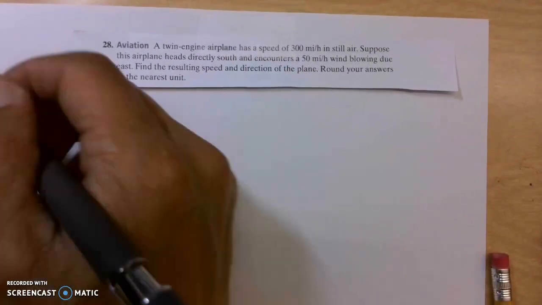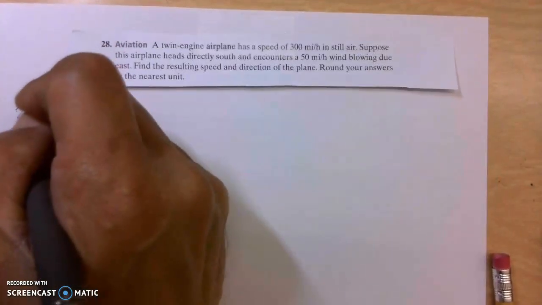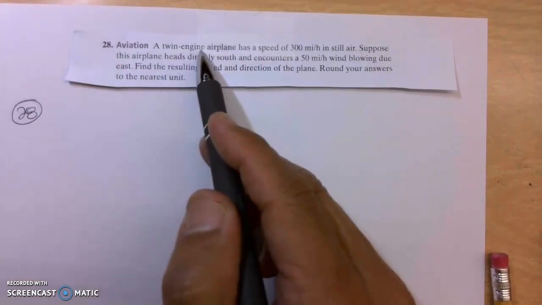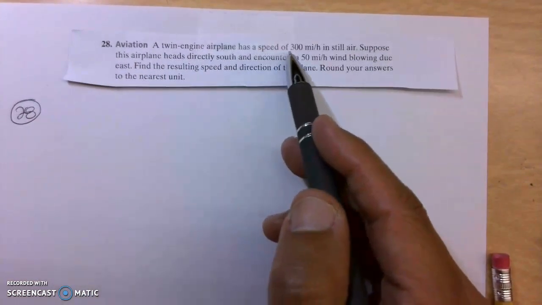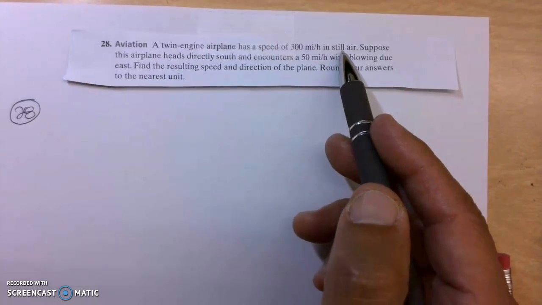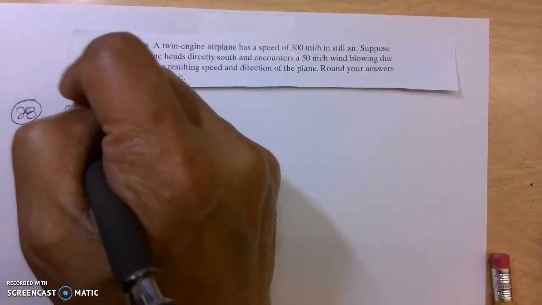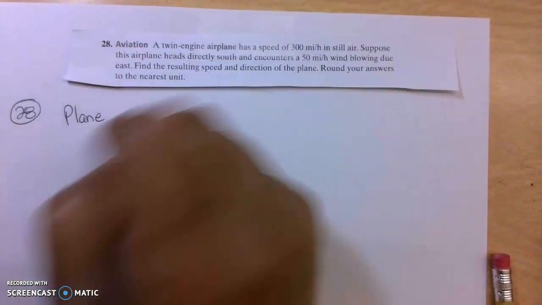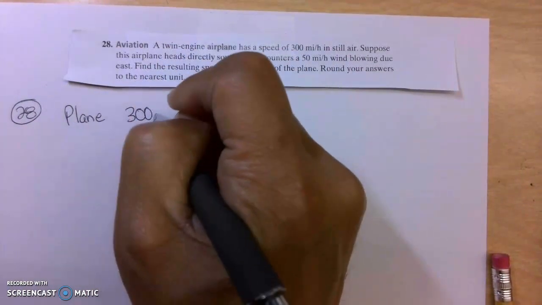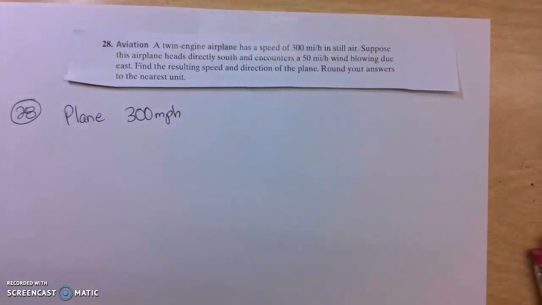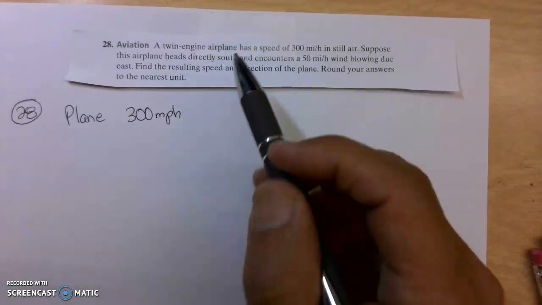Again, another vector problem here. So let me quickly read it. 28, aviation. A twin-engine airplane has a speed of 300 miles per hour in still air. Okay, so we've got a plane here. Let's just write some basic information. It goes 300 miles per hour. When we draw the vector, that will be the magnitude.